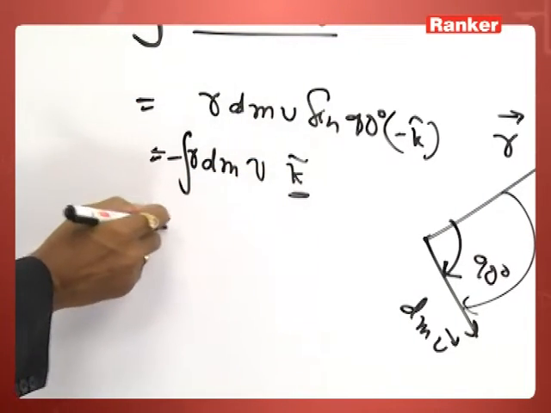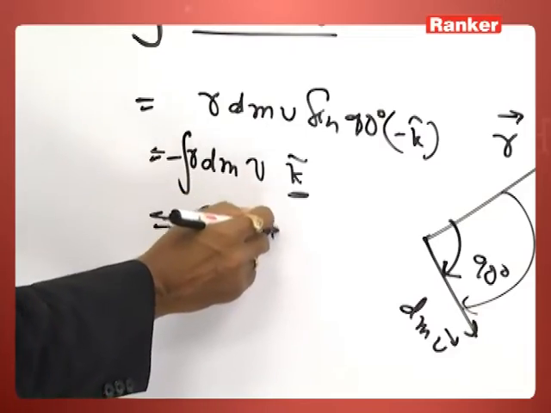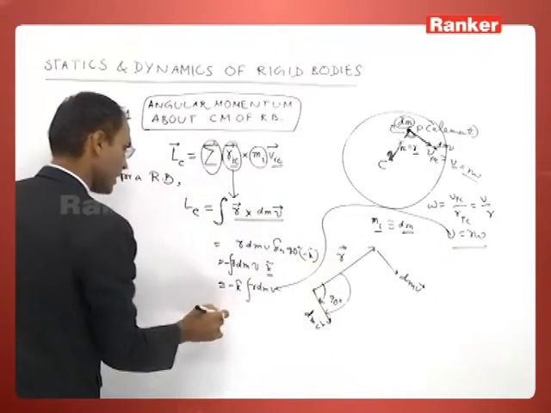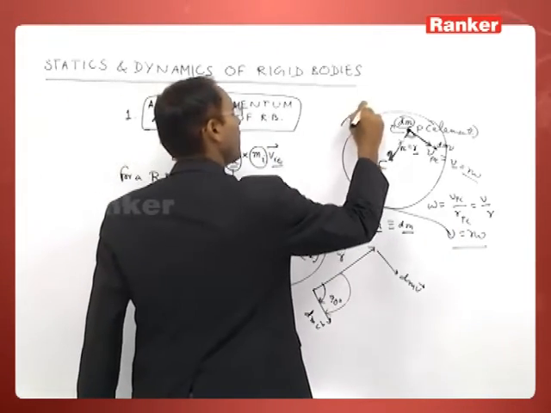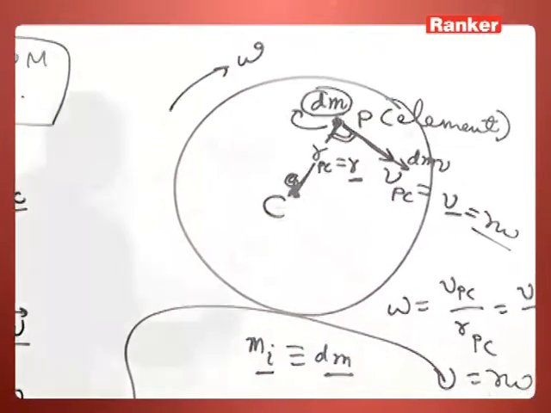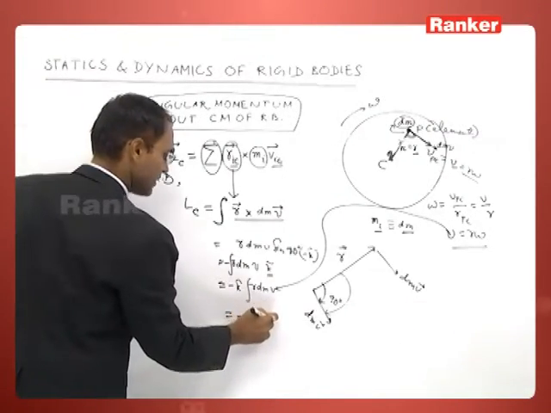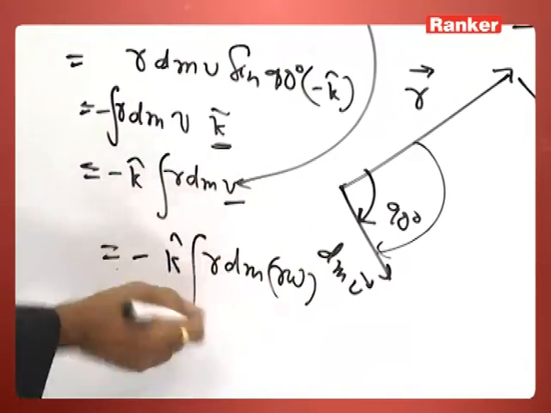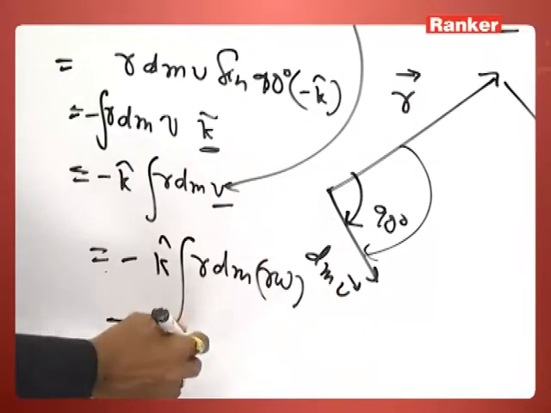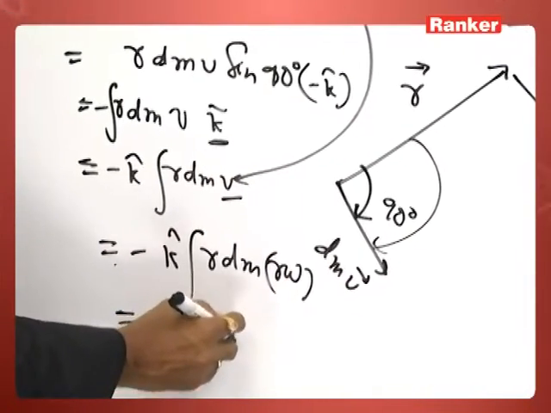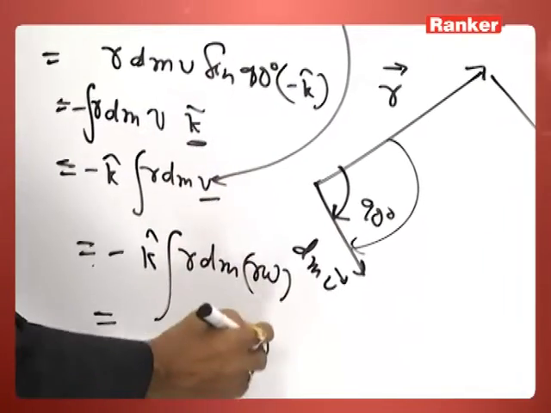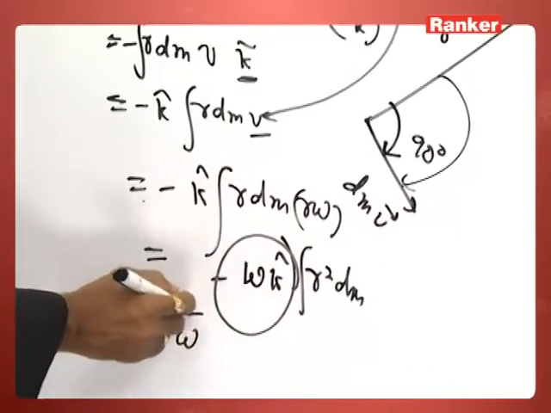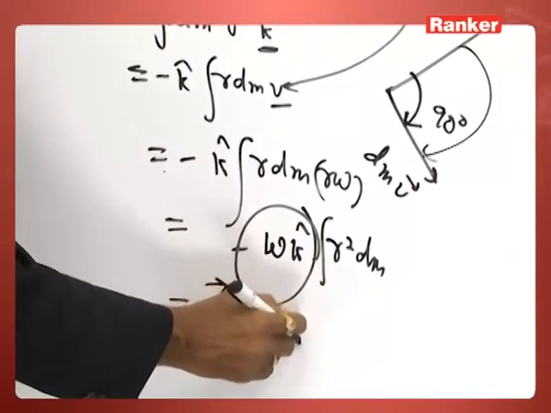Since this is a constant vector, take it out. r dm into v, and v is equal to r into omega. Omega is the angular velocity of the rigid body. Minus k, r dm, instead of v I can write r into omega. Omega is the angular velocity of the rigid body, take it out of the integral. Minus omega k integral r square dm. Minus omega k can be written as omega vector, integral r square dm.